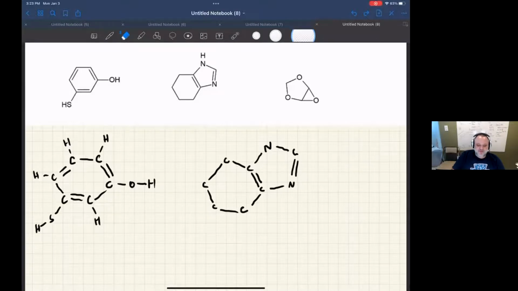So let's go ahead and fill in the lone pairs in order to get those formal charges to equal zero. The oxygen should have two lone pairs, and so should the sulfur.